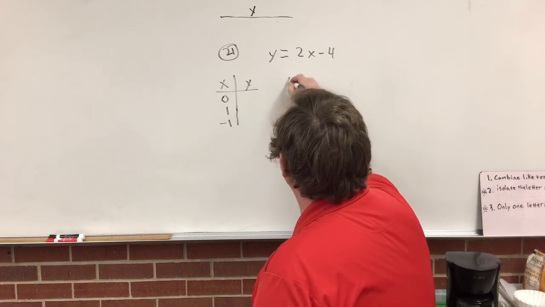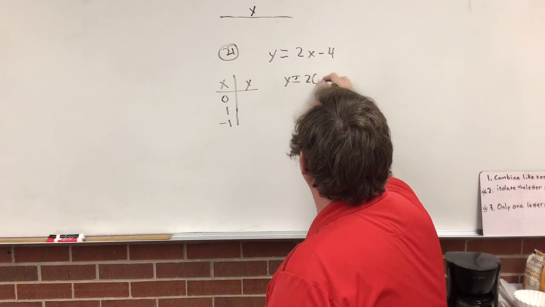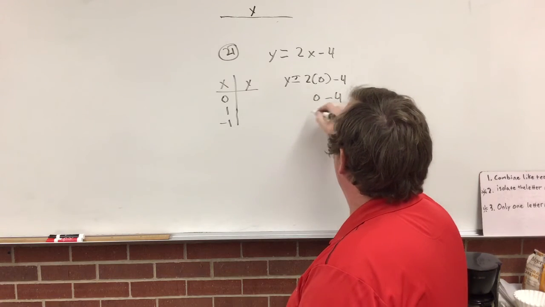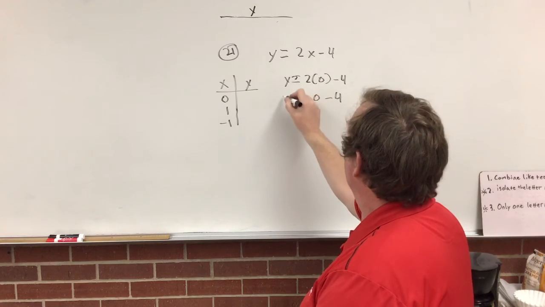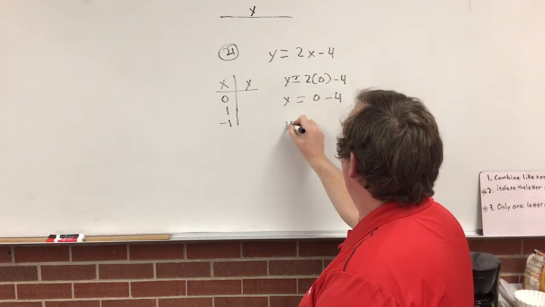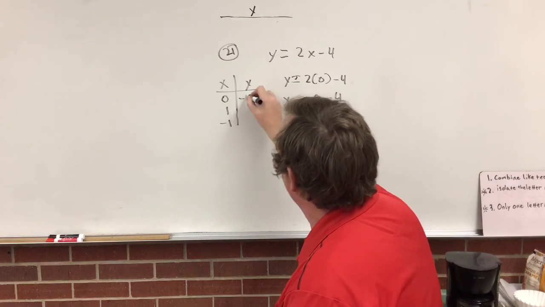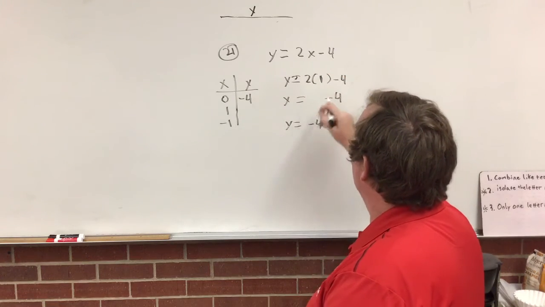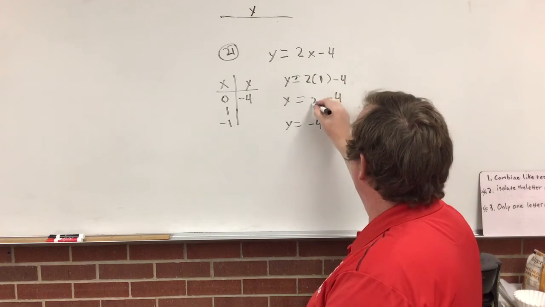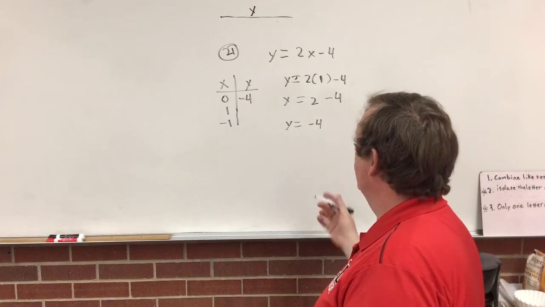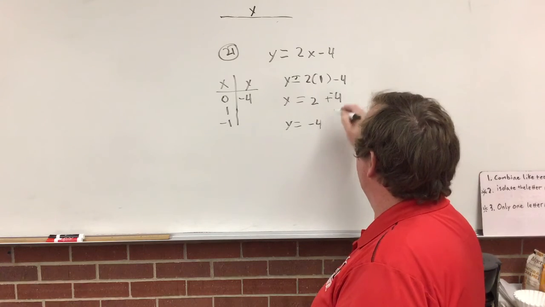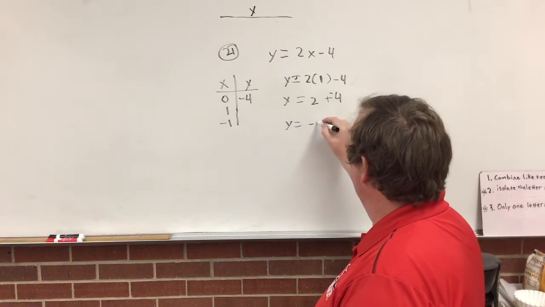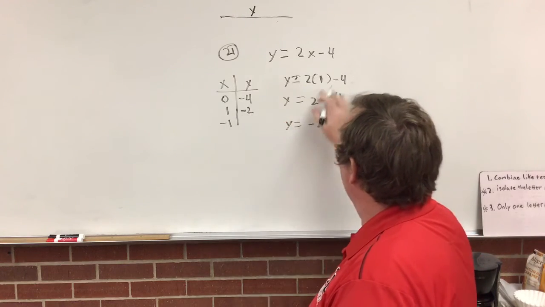So the first one, y would equal 2 times 0 minus 4. So 2 times 0 is 0. So then you got 0 minus 4, and y equals -4. Okay? All right, substitute back in. We got a 1 now. 2 times 1, 2. 2 minus 4, or add a -4. And since we have a positive and a negative, we subtract and keep the sign of the larger number. That would be -2 here.